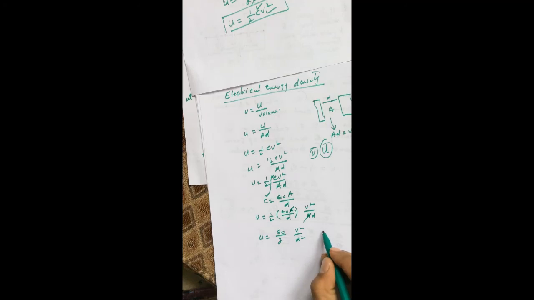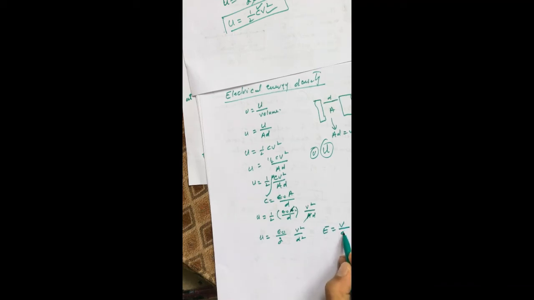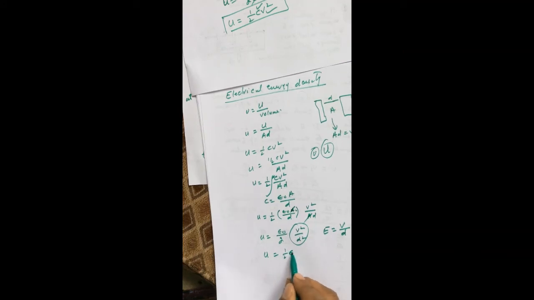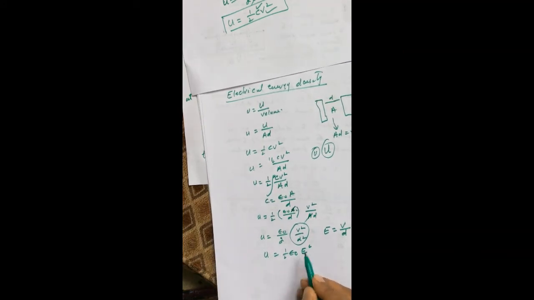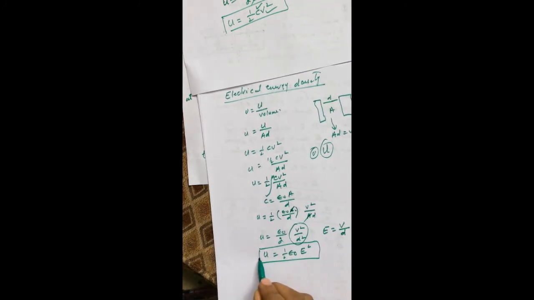And we know that electric field is equal to electric potential over D, V over D. So instead of this, I replace it by u, which is equal to 1 over 2 epsilon naught E square. Now this is the energy density in terms of electric field.